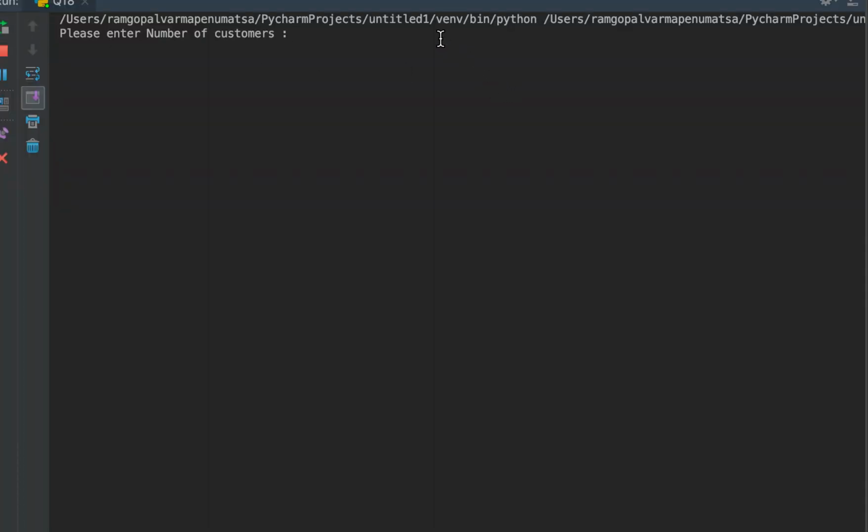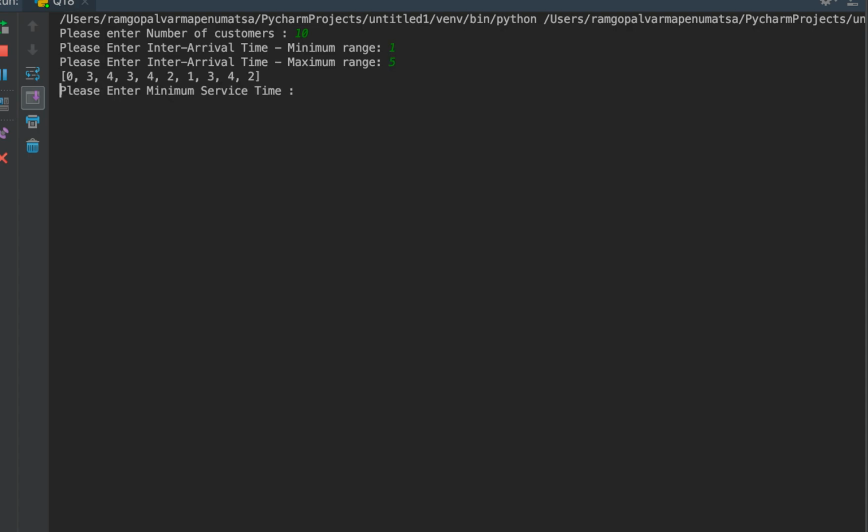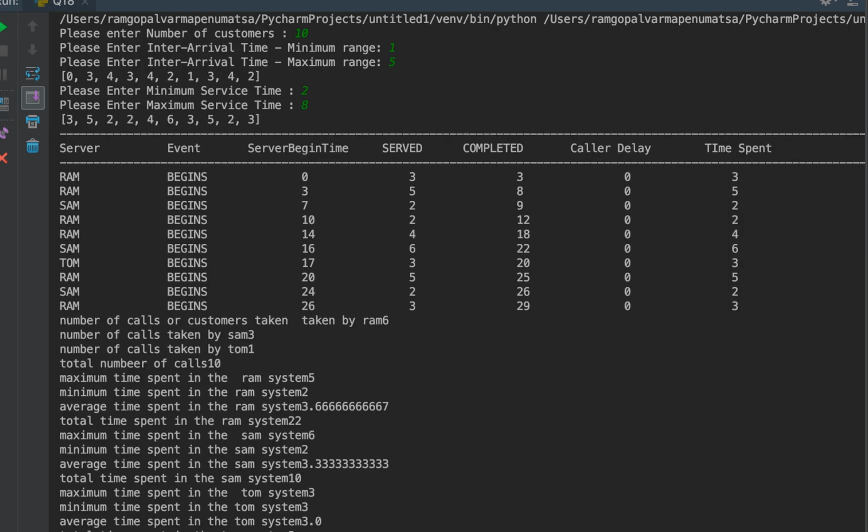Now let us simulate for 10 customers. Later on we will expand our model. 10 customers, so the minimum interval time is 1, and I'm giving the interval 1 to 4 minutes. And now again the minimum service time is 2. Let's give the max service time of 7 minutes. And there you go. So our model is simulated.